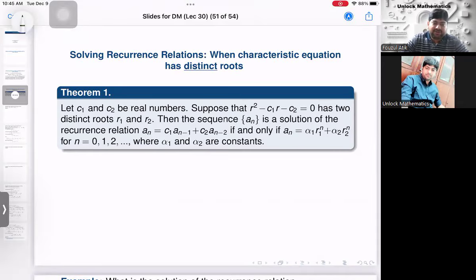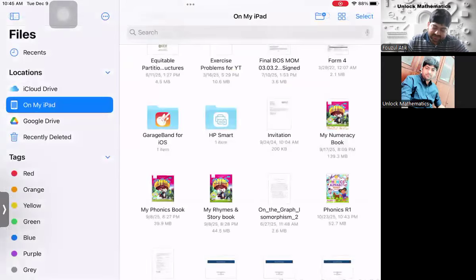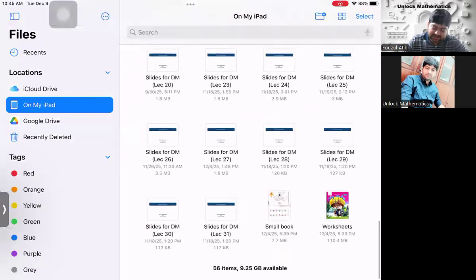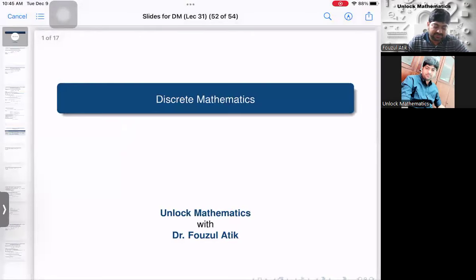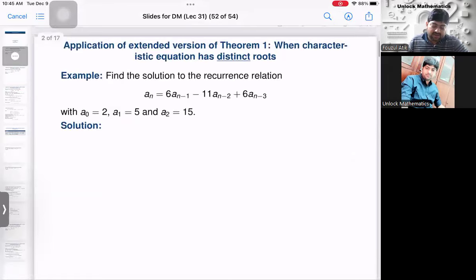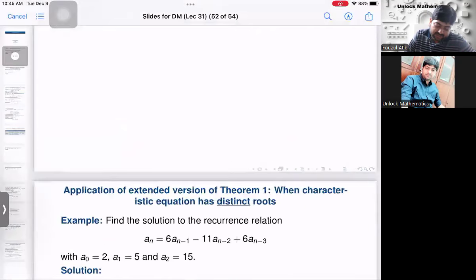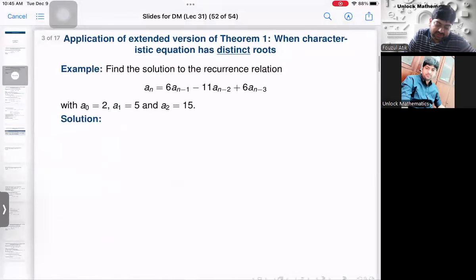Now we will see that if it is of degree 3, or more than that, and you get the same equation with distinct roots, we can extend that theorem. Now find the solution of the recurrence relation where this one, look at this.